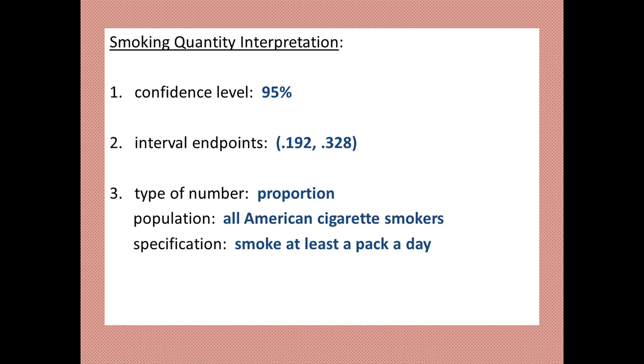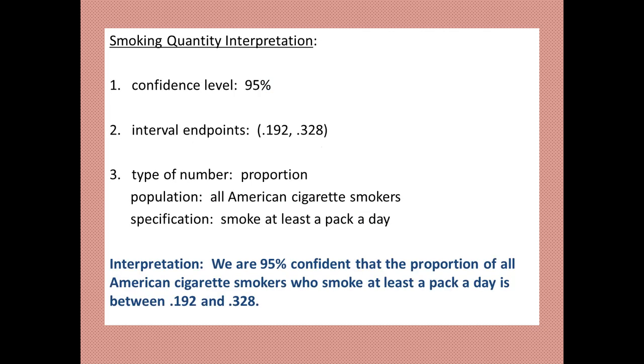The population would be all American cigarette smokers because the sample was 161 American cigarette smokers. And generally, if the sample is supposed to be just a little piece of the population, it seems pretty logical that that's what our population should be. And then the specification, the proportion of all American cigarette smokers who do what? Who smoke at least a pack a day. That phrasing, just about as it is, would give you the correct parameter. And there's the interpretation all put together.